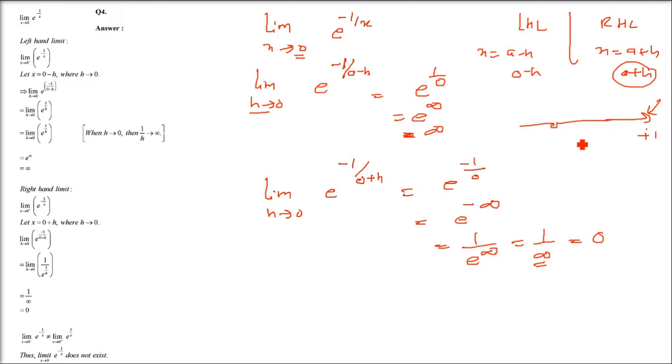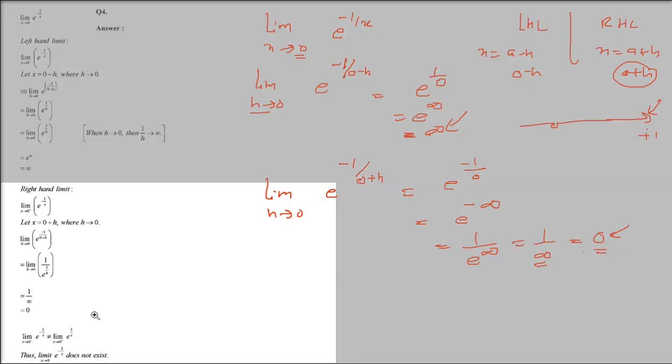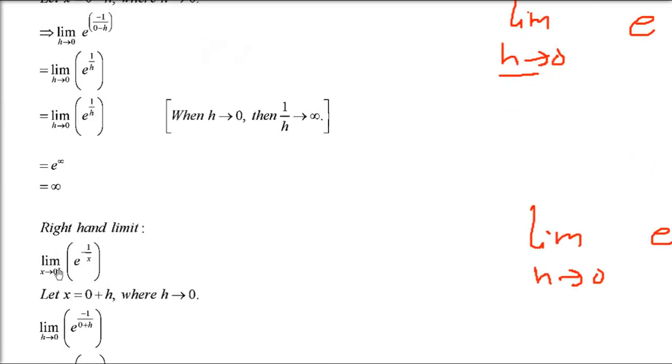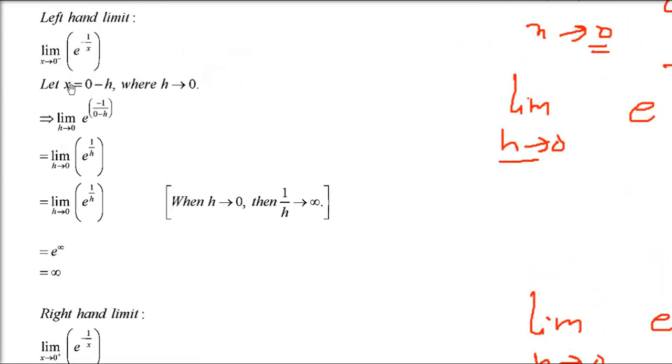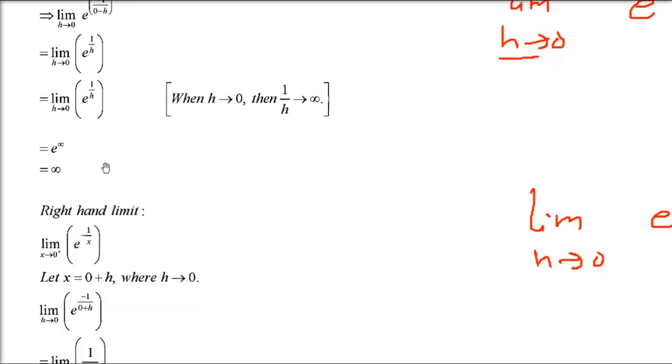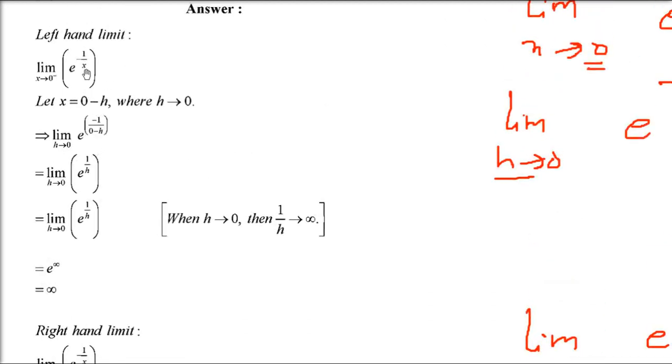So infinity is a proper number, but we don't know it. It goes beyond our comprehension. But 1 divided by it is 0. So you have left hand limit, right hand limit, infinity and 0. They are not equal. So the limit does not exist. So let me show you formally. So we have limit here. We started with left hand limit, so 0 minus, and right hand 0 plus. In place of x, we put 0 minus h in the left hand side and 0 plus h on the right hand side for the right hand limit.